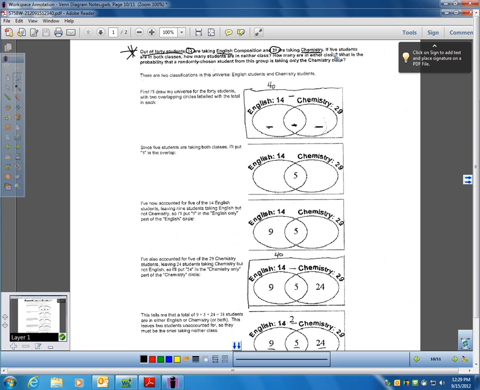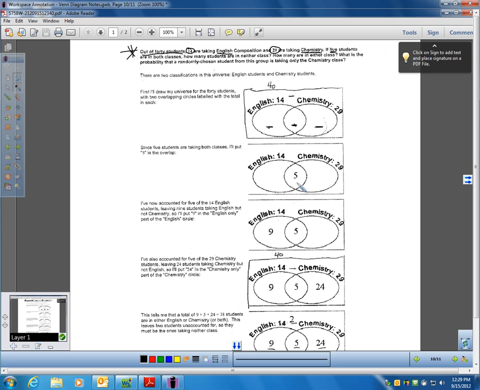Okay, so let's keep on going. If 5 students are in both classes, these are the students right here in both classes. I'll put a 5 there. If 5 students are in both classes, how many are in neither?